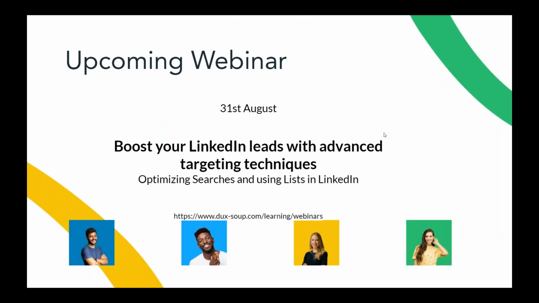Coming up in 2 weeks' time, we're going to be looking at boosting your LinkedIn leads with advanced targeting techniques. So we're going to be looking at optimizing searches and using what we call lists within LinkedIn. It's something I think we last touched on about 18 months ago. Had a couple of updates since then, but we'll be looking at how to maximize your targeting activities within LinkedIn and how that can help you to streamline your Dux-Soup activities, and also clearing up exactly what is a list. What will Dux-Soup be able to carry out its automated actions against? So hopefully that will be useful for everybody. That's coming up in 2 weeks' time.